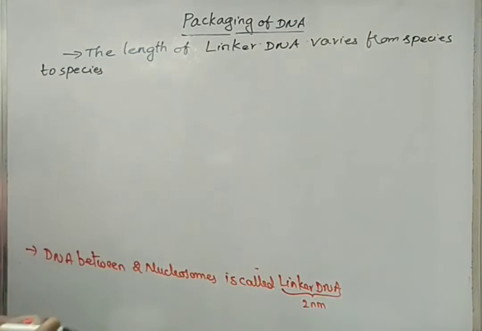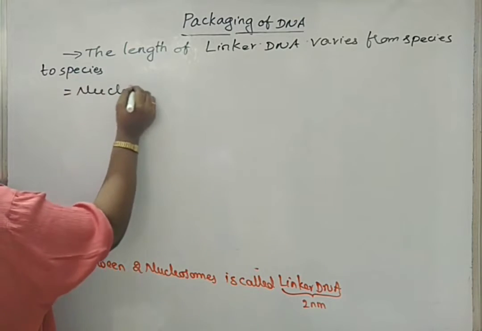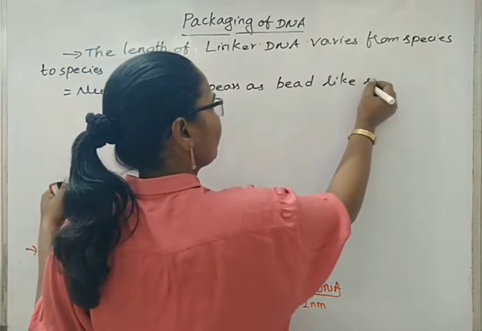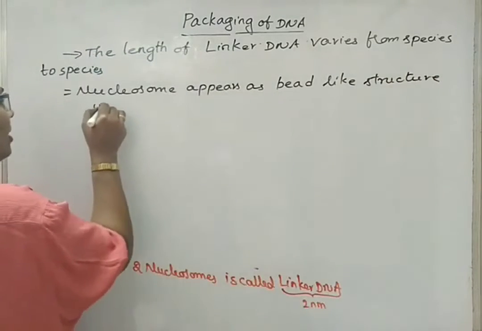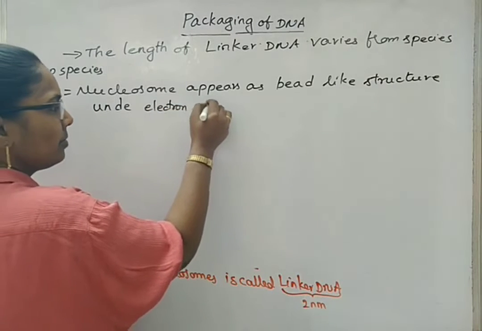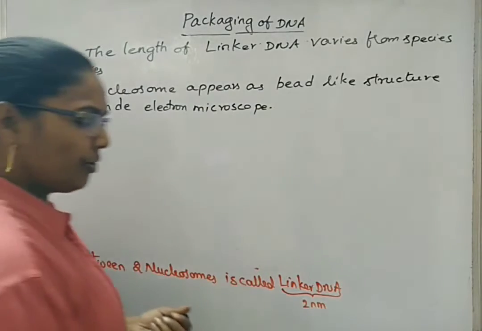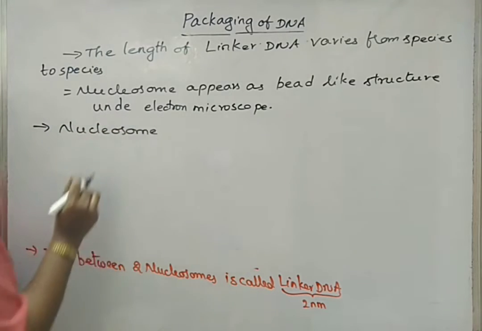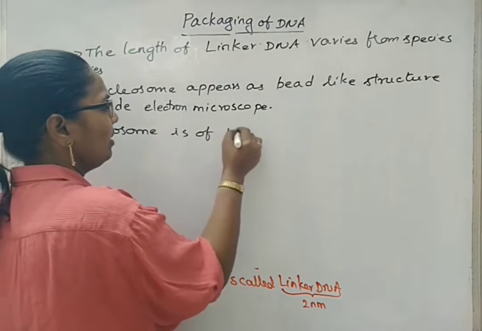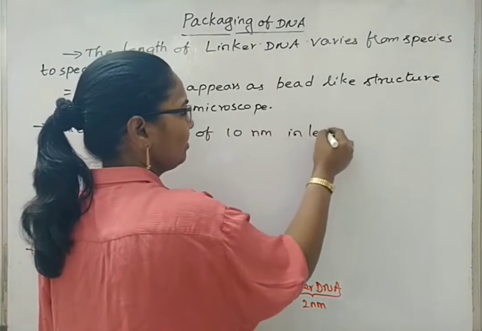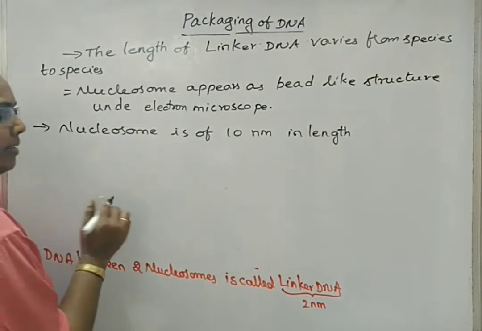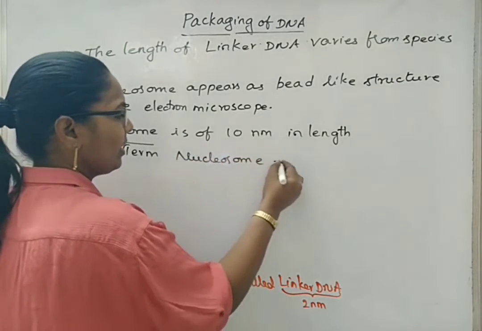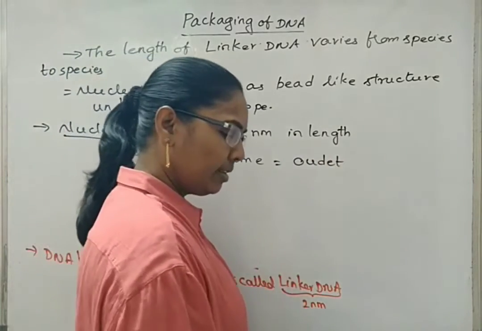Why are we calling nucleosome as bead in string? Nucleosome appears as bead-like structures under electron microscope. Now, in terms of nanometers, what is the length of nucleosome? Nucleosome is of 10 nanometers in length, and the term nucleosome is given by Audet.